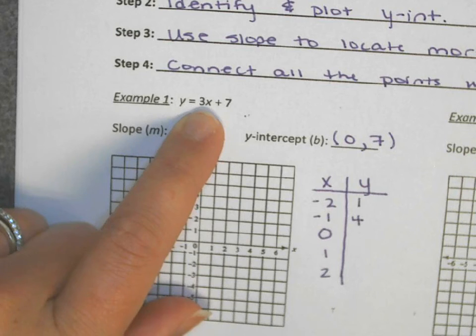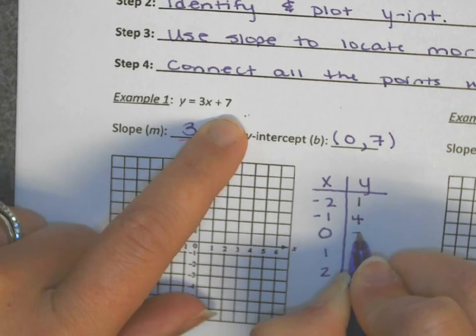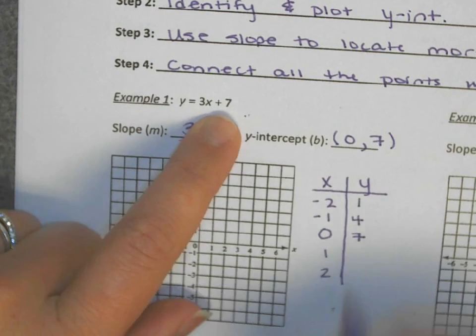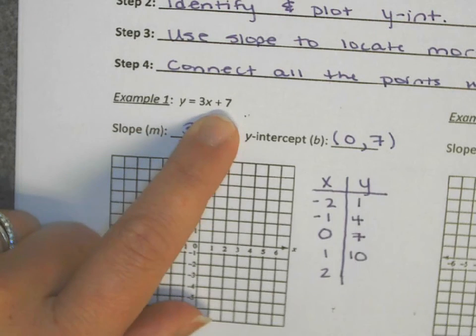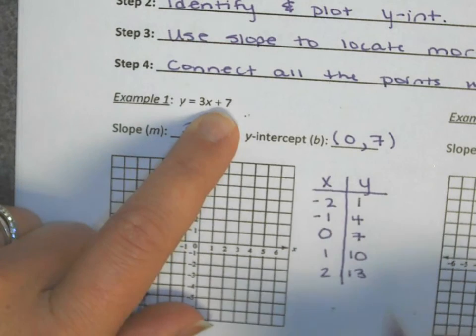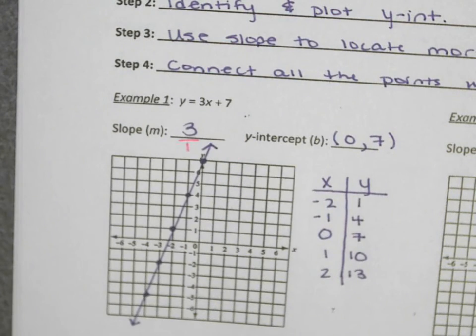3 times 0 is 0. 0 plus 7 is 7. 3 times 1 is 3. 3 plus 7 is 10. 3 times 2 is 6. 6 plus 7 is 13. So you could have also found a table of values, which will always work if you're lost on how to use the slope and how to use your y-intercept. Make a table of values and plot the points.